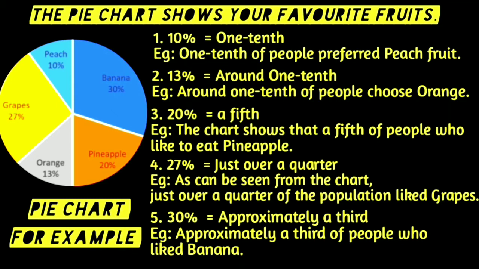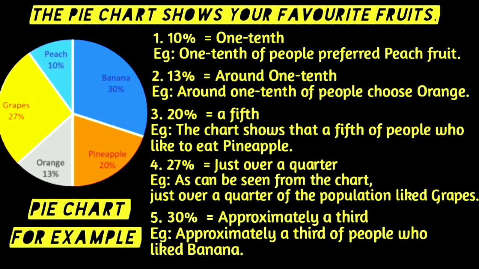The fourth one is again an approximate figure of 25%, and it is a little more than a quarter, so you can write it as just over a quarter. An example could be: as can be seen from the chart, just over a quarter of the population liked grapes.